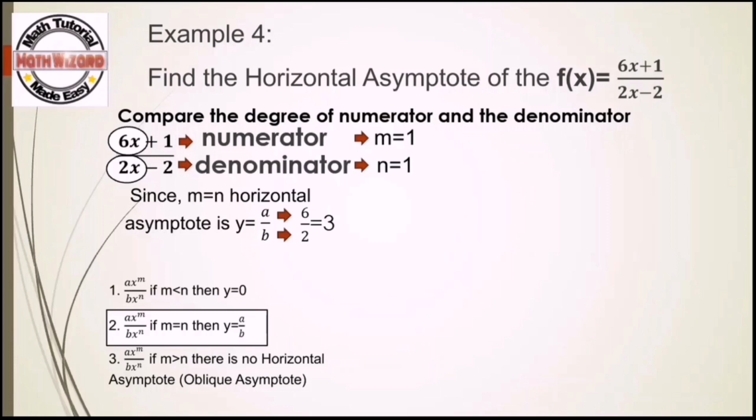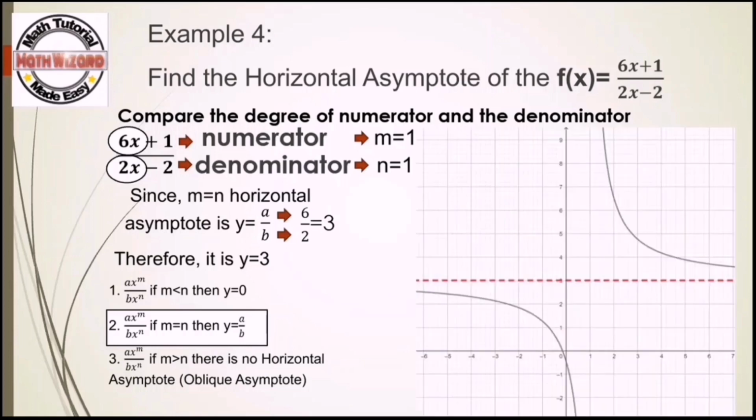Yan. So therefore, since the value of y is equal to 3, our horizontal asymptote is found at y is equal to 3. Yan yung broken line dito. Nakulay po lang figure na makikita ninyo.